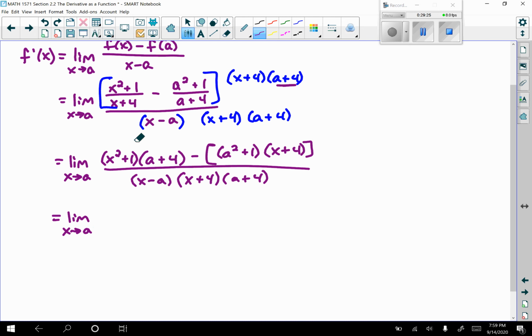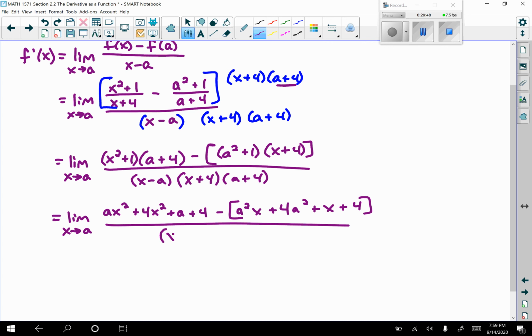So let's go ahead and just distribute here. I'm going to get ax squared plus 4x squared. Inside, I'm going to get plus a and then plus 4. Over here, I'm going to get a squared x, a squared times 4, so plus 4a squared. Inside, I'll get a plus x, and then at the end, I'll get a plus 4. And this is all over x minus a, x plus 4, a plus 4. All right.